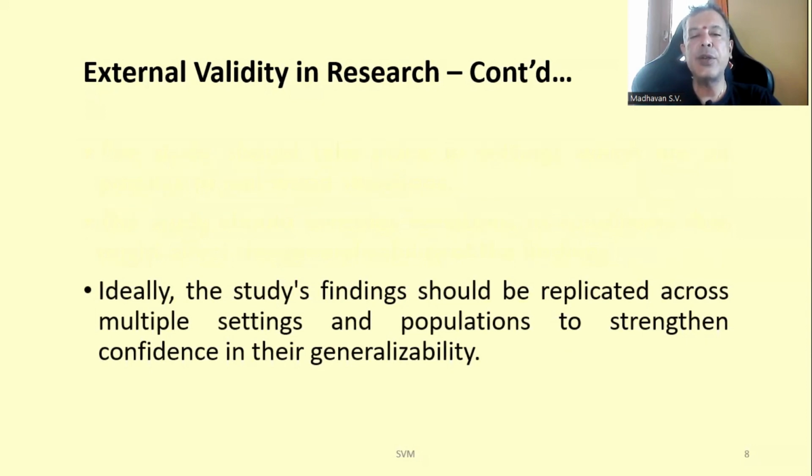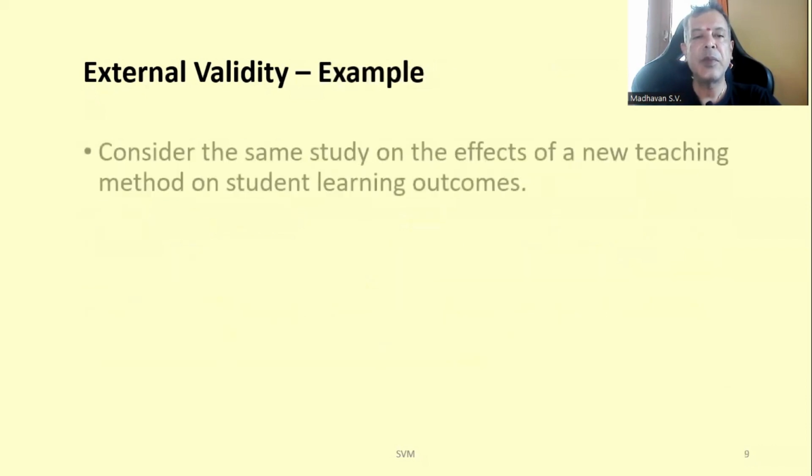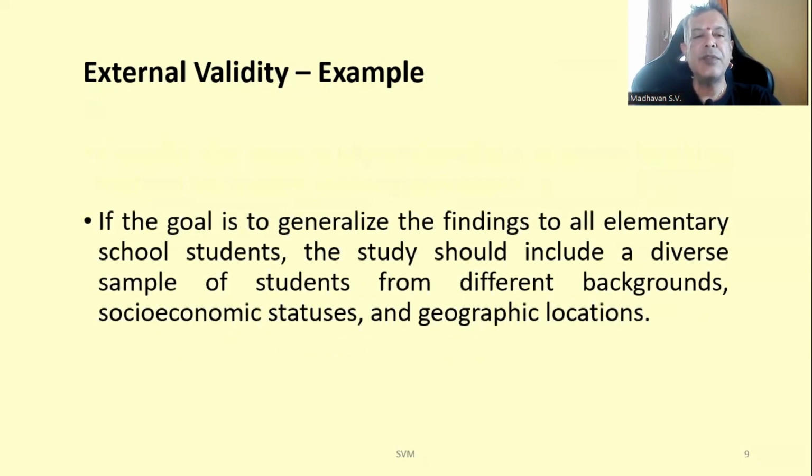Ideally, the study findings should be replicated, meaning repeated across multiple settings and populations, to strengthen the confidence in the generalizability. An example, same example we are considering, effects of a new teaching method on student learning outcomes. If the goal is to generalize the findings to all elementary school students, because I am currently doing the research on elementary school students, then the study should include a diverse sample of students from different backgrounds, different socioeconomic statuses, and different geographic locations.